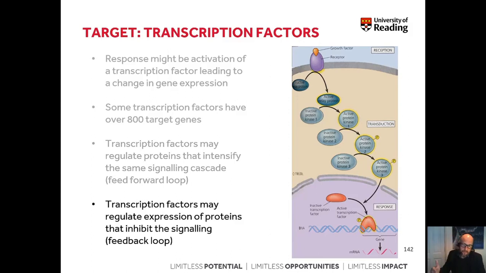In contrast, transcription factors can also regulate expression of proteins that inhibit the same signal transduction cascade, and we are calling this a feedback loop. And this is quite important because in the body, in the complex system, processes like proliferation need to be tightly regulated. And if this goes wrong, we can end up with disorders and conditions like cancers.